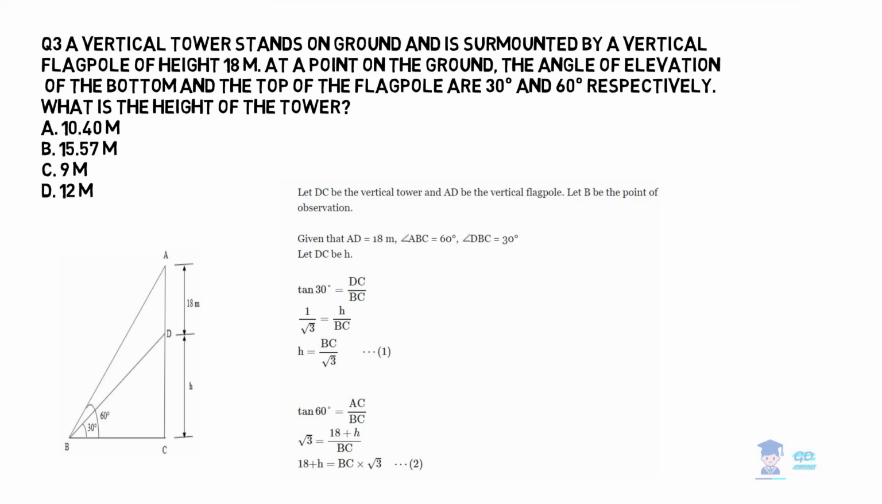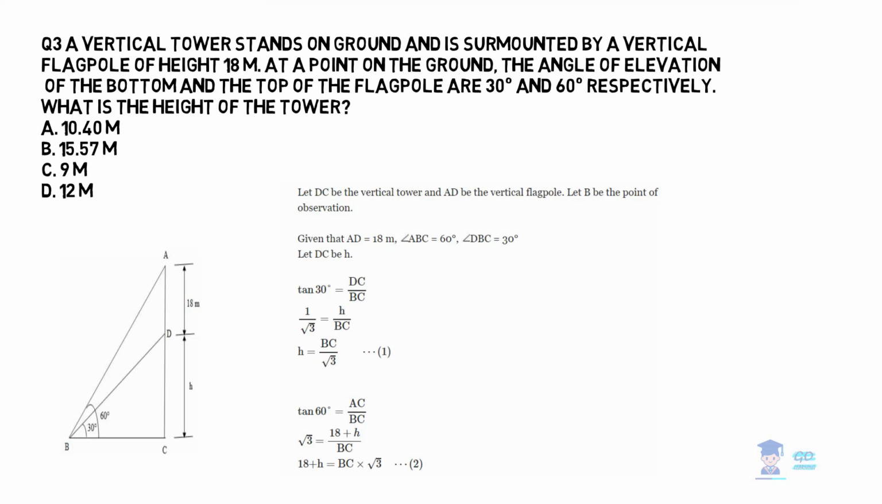Next, come to the big triangle. Tan 60 is equal to opposite by adjacent, AC by BC. AC is nothing but AD plus DC, right? Also, tan 60's value is root 3. Root 3 is equal to 18 plus h by BC. So here I am having 18 plus h on one side and taking BC to the other side. So it's BC into root 3. So we have two equations.